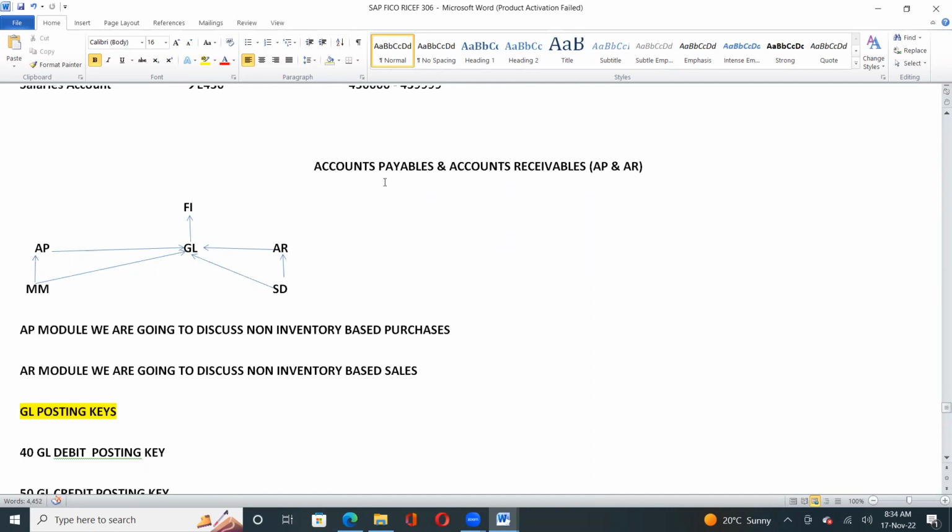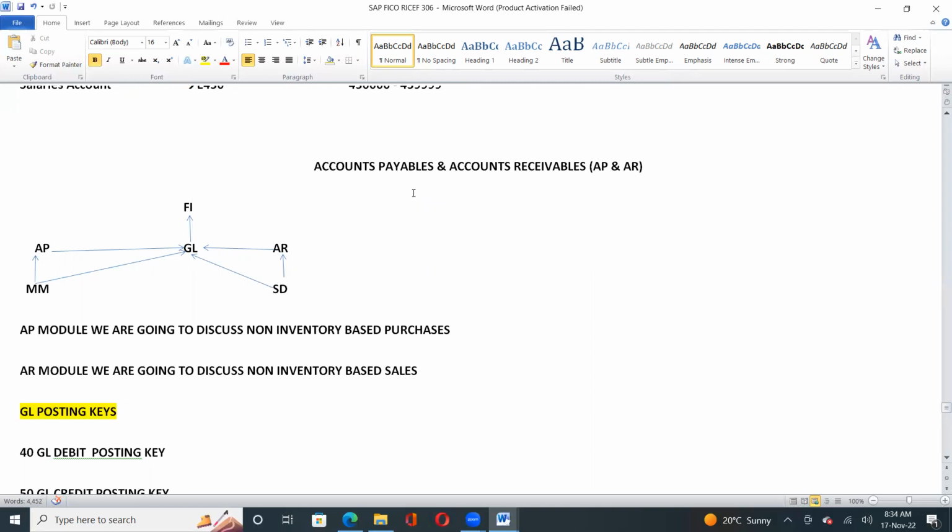Accounts payable is a mirror image of accounts receivable, and accounts receivable is a mirror image of accounts payable. Accounts payable is reflected in your balance sheet on the liability side, under current liabilities. Accounts receivable is a receivable to us, so it is reflected on the asset side of your balance sheet under current assets. It's a current liability and it's a current asset.